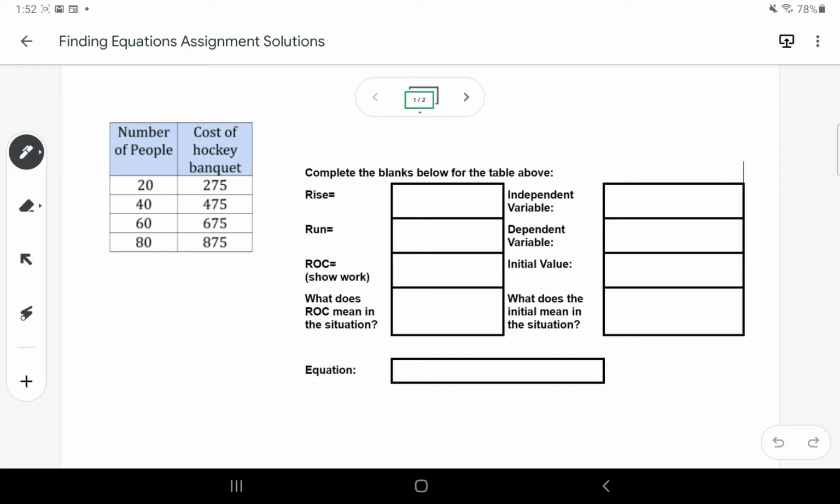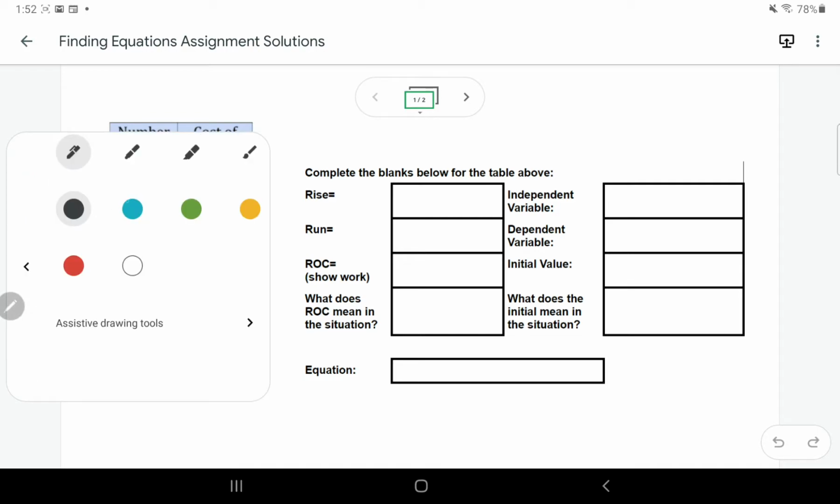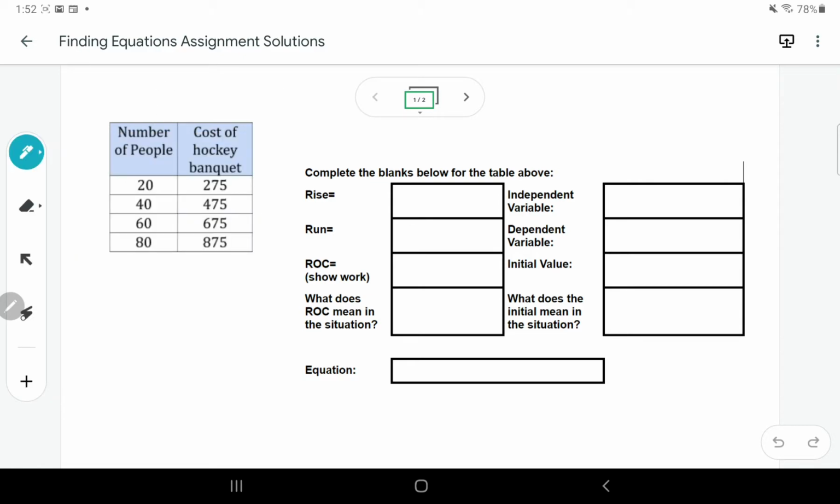Now, often the first thing that we would look for here was the independent and dependent variables. Now remember, the independent variable is the thing you choose and the dependent variable is the thing you calculate. And the independent variable is always in the left column and the dependent variable is always in the right hand column. So my independent variable is the number of people, and I'm going to use n for number of people, and the dependent variable is the cost, and I'll use a letter C for cost in my equation.